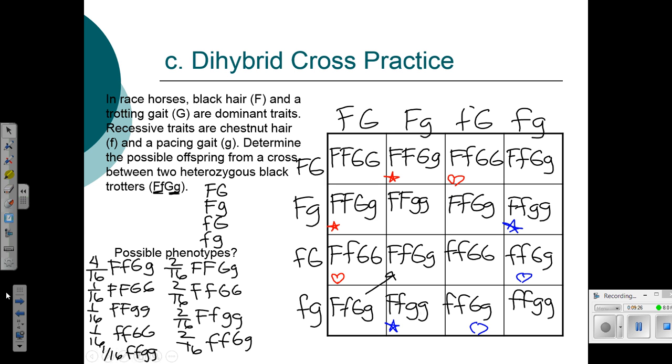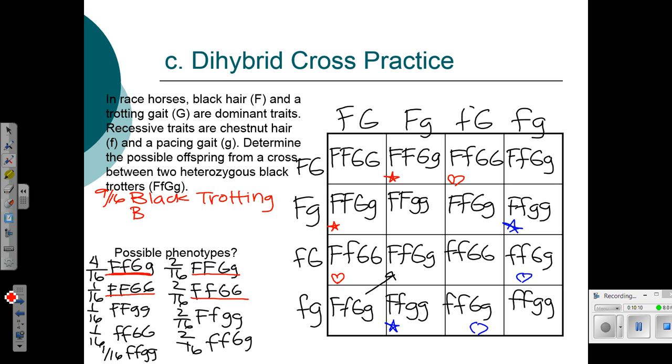Okay, so the next thing we're going to do is figure out the phenotypes. So what we have for options, we have our two dominant traits, which are black and trotting. We got to add up, looking down here at all of the possible black trotters. So I'm going to underline them. So this one has a dominant right here. So there's 4 of those, 4, 5, 6, 7, 8, 9. There's 9 out of 16 black trotters.